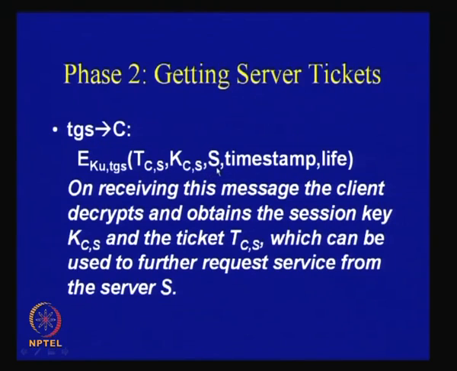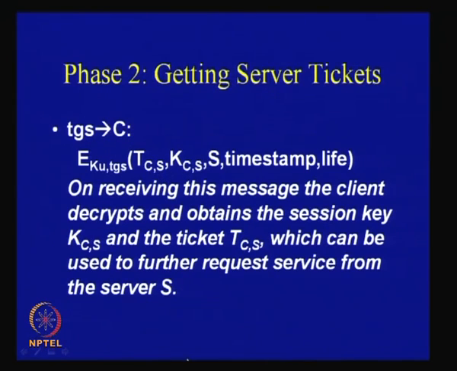So, you see that everything has its importance. The ticket has its importance, and every place where you are using encryption also has a meaning. On receiving this message, the client will decrypt and obtain the session key KC,S and the corresponding ticket, which is TC,S, which can be used for further requests for service from the server. So, immediately when C receives this, it has obtained the session key and also the ticket.